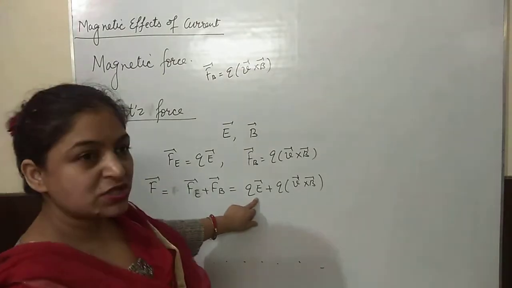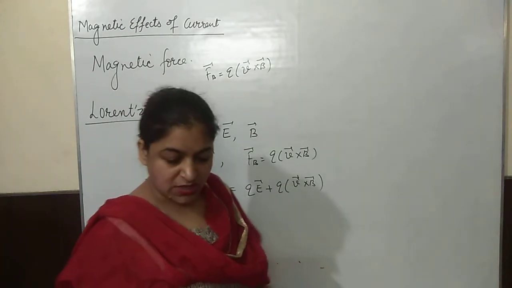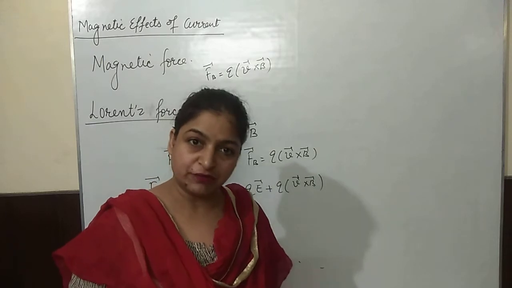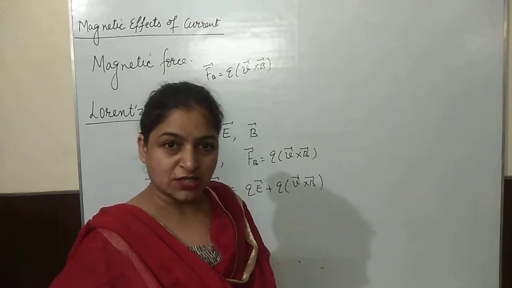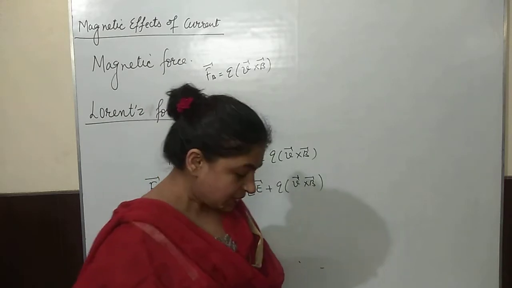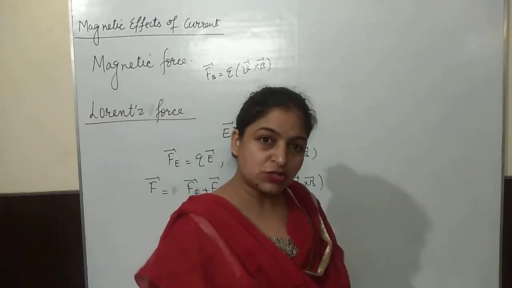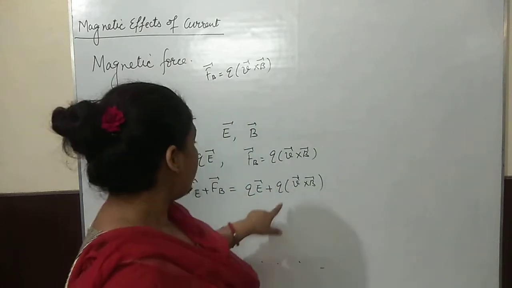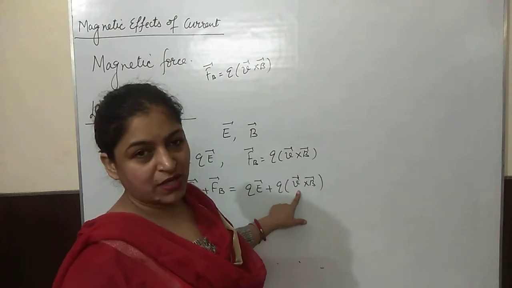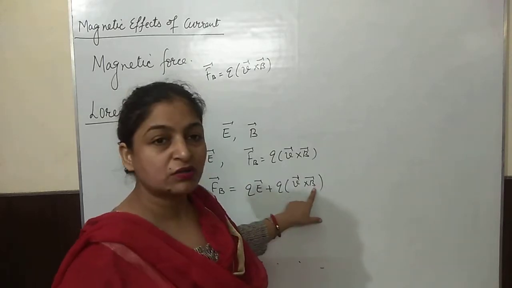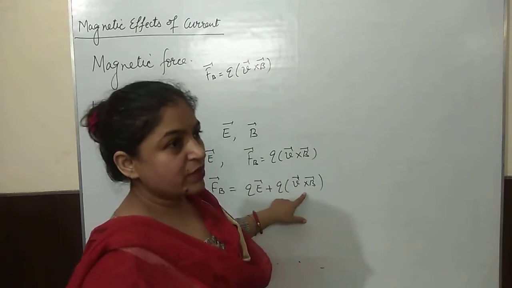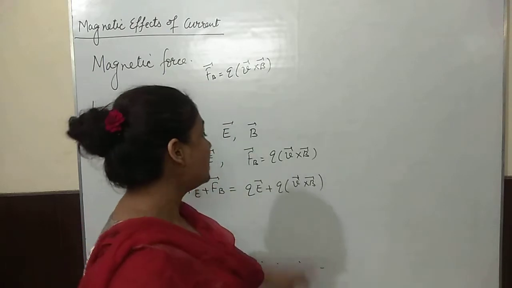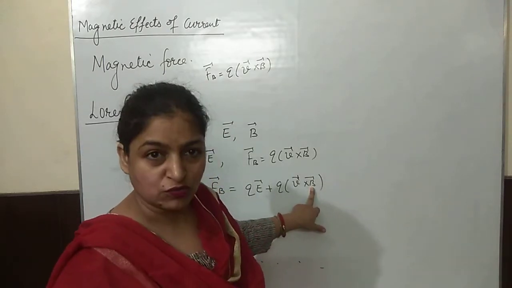Now, the directions of both of these two forces we can easily predict. We know that the electric force always acts in the direction of the field when a positively charged particle is moving in the field, and always acts in a direction opposite to the field when a negatively charged particle is moving in the electric field. About the magnetic force, this is the cross product of velocity and magnetic field, so the magnetic force is always perpendicular to the direction of motion of the charged particle, and it is perpendicular to the magnetic field also.